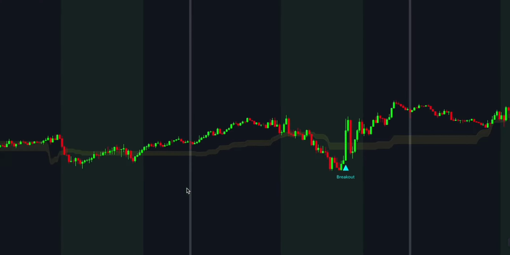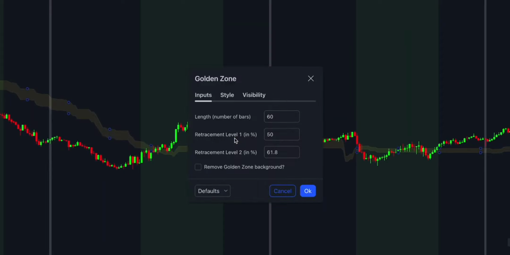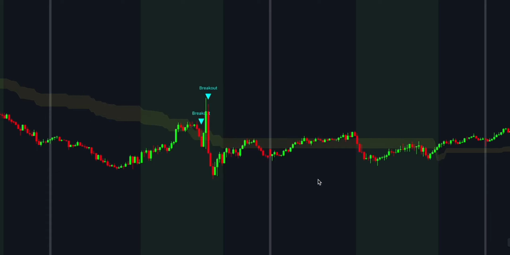Before we start using the Golden Zone indicator, I suggest opening its inputs and changing the length from 50 to 100. This way, the cloud becomes less reactive to sudden price movements. Trades can be initiated in 2 scenarios. Either has a high winning ratio.